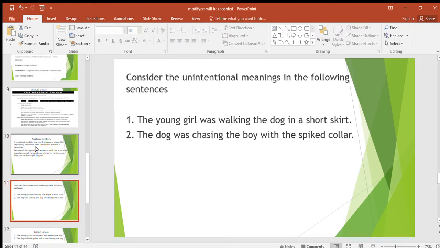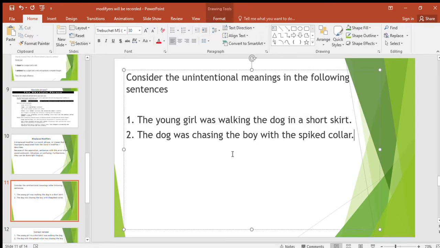So, some examples. We have here: The young girl was walking the dog in a short skirt. So the dog is wearing a short skirt. The sentence is grammatically correct, but if we imagine this, the dog is wearing a short skirt. Next is: The dog was chasing the boy with the spike collar. The sentence is still correct, but the boy is wearing a spike collar. So the modifiers are misplaced. They're not in their proper position.